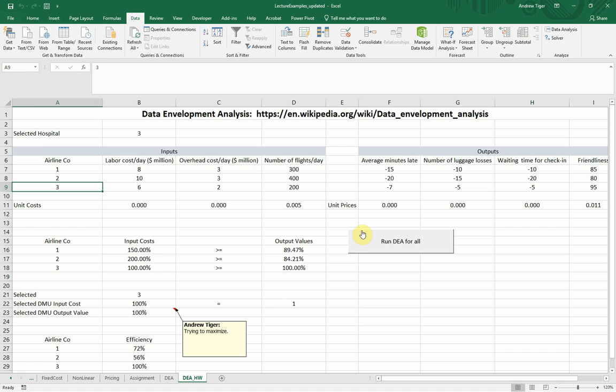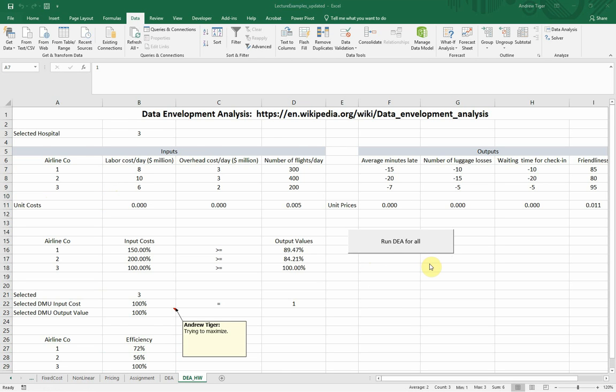And again, the VBA code was already set up, so if you wanted to run that, it could run all 3 of those and get those numbers fast. This is very powerful if you had 100 airline companies and you wanted to run through all of those quickly. You wouldn't have to run solver 3 times.